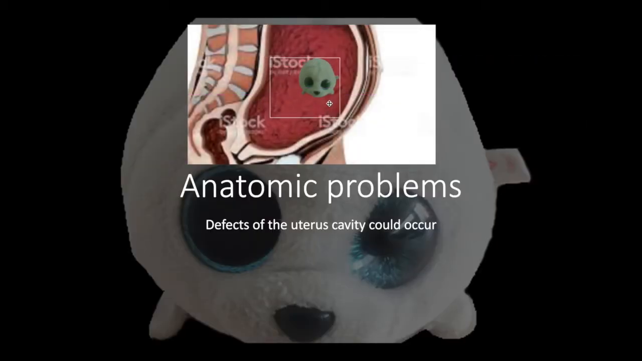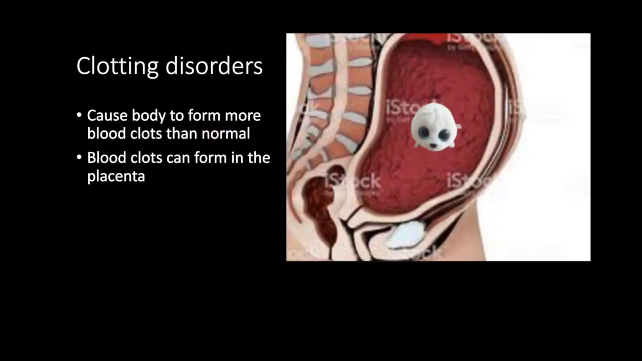Anatomic problems such as defects to the uterus cavity can cause the woman's uterus to not form properly, and therefore not being able to support a healthy pregnancy. Clotting disorders can also cause the body to form more blood clots than normal. This can cause blood clots to form in the placenta, and this can prevent nutrients and oxygen from getting to the fetus and prevents waste from being carried away.